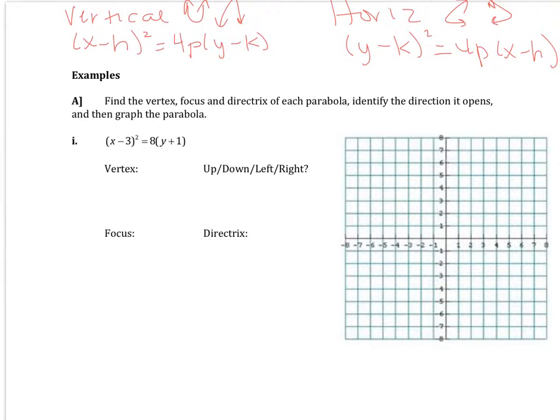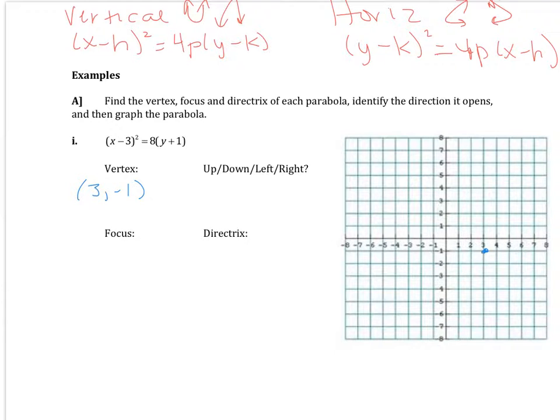Just notice that the h always stays with the x and the k always stays with the y, because the vertex of the parabola is always going to be (h, k). So for this first example, we can see from our equation that we have a vertex at (3, −1).